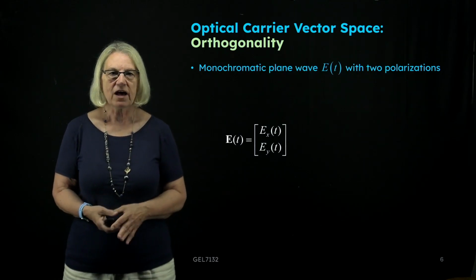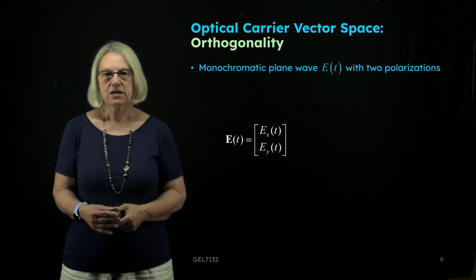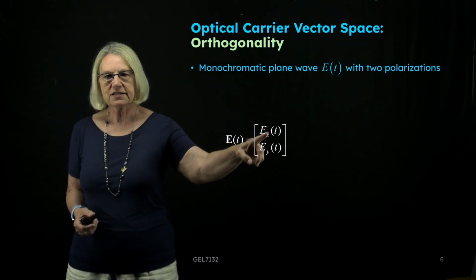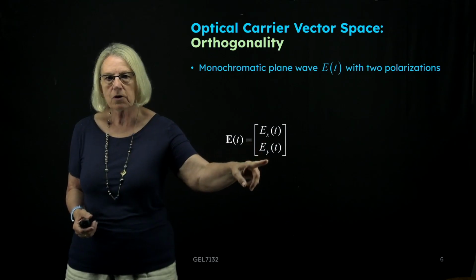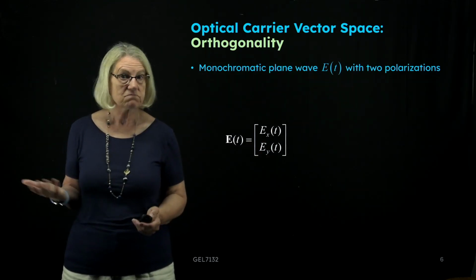So suppose I have a monochromatic plane wave and there are two polarizations. So this E of t is now going to be represented as a vector. I have a component in the X polarization and a component in the Y polarization. So we can think of these as two different data signals, maybe.